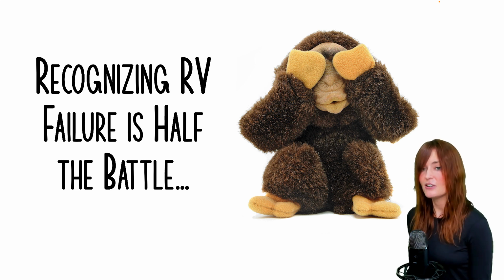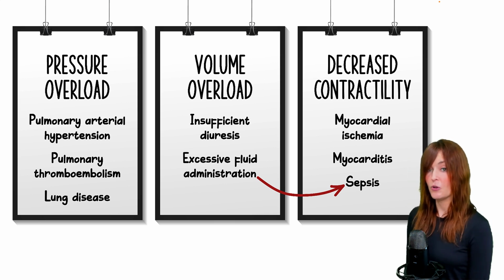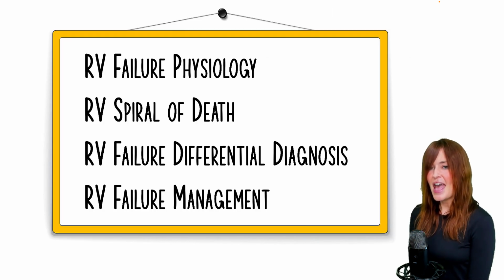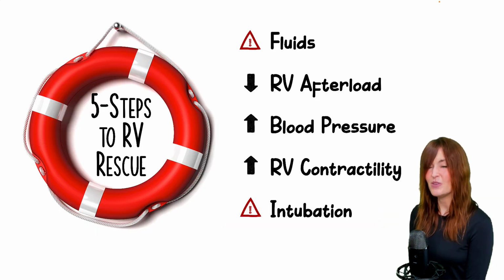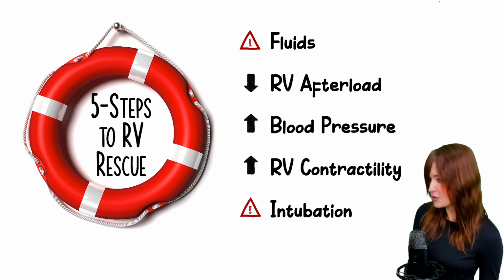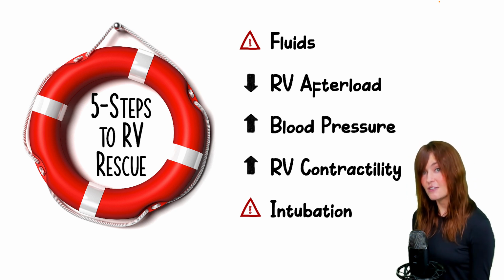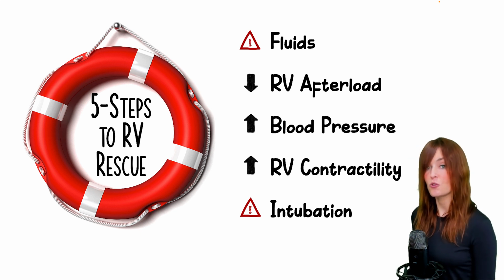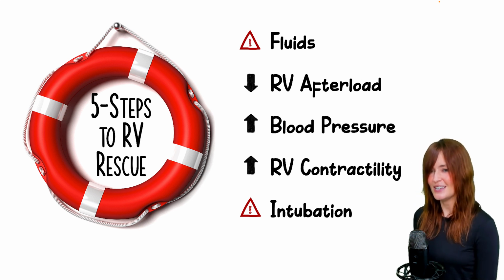echo findings. In terms of differential diagnosis, we have 3 big categories: our pressure overload, our volume overload, and our decreased contractility. And lastly, in terms of management, we reviewed our key 5 steps to RV rescue, which is 1, be very cautious with the fluids, maybe give them some diuresis. 2, decrease your RV afterload with a pulmonary vasodilator, either of the traditional or non-traditional sort. 3, support your systemic blood pressure with a vasoactive that supports your SVR without increasing your PVR. 4, improve and support RV contractility. And finally, be very, very careful with the decision to intubate your patient.